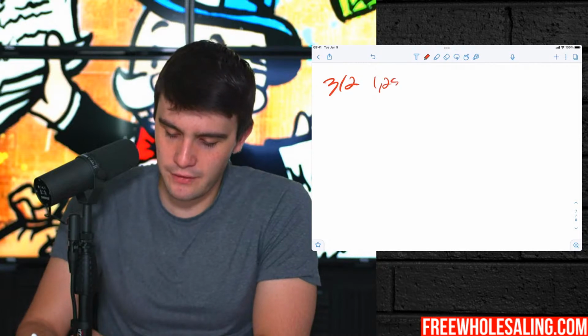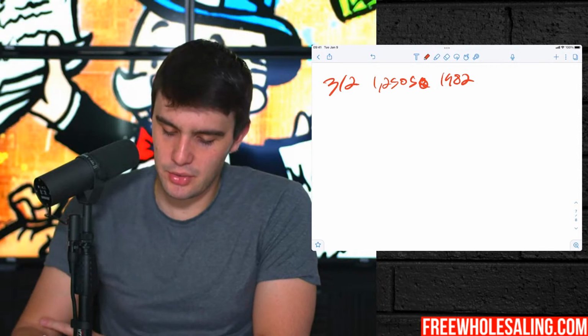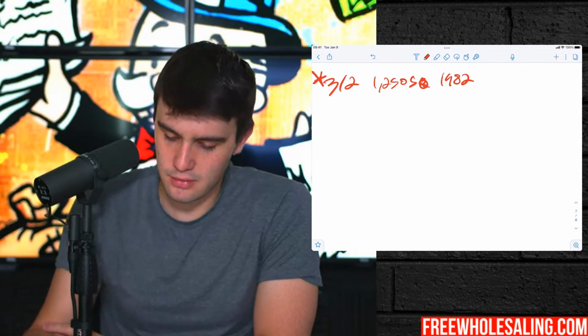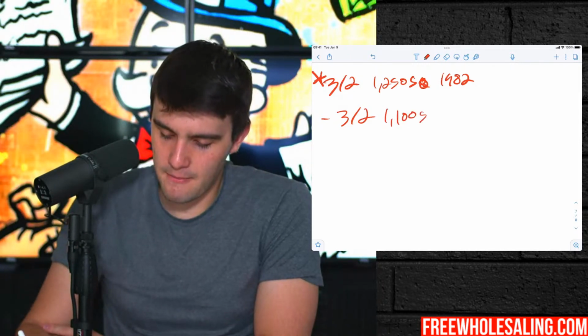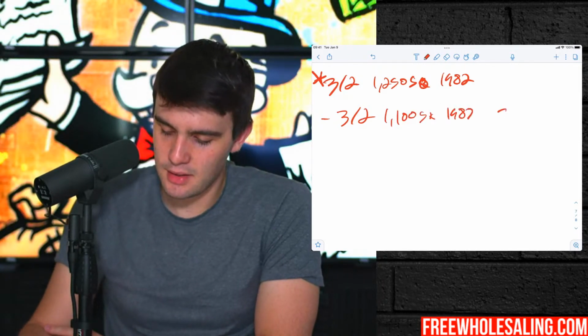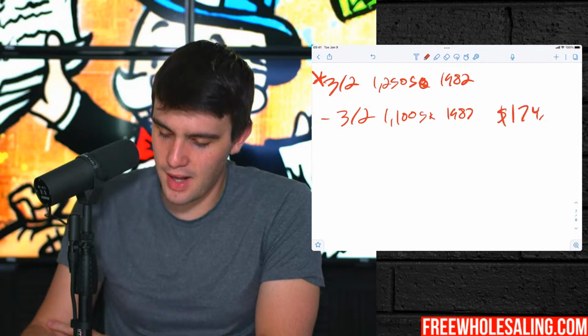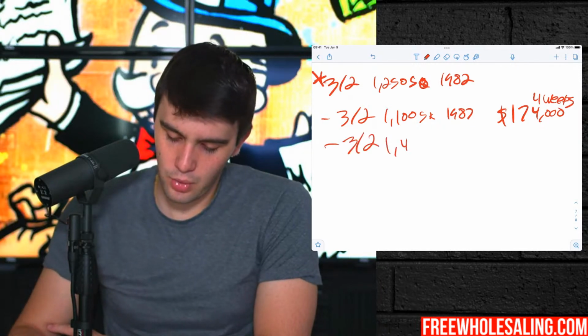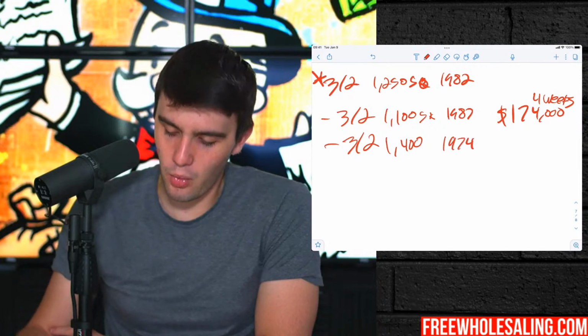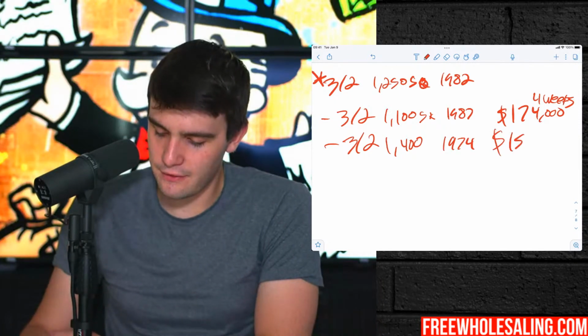Really, the point of ARV is we're going to just find comparables. So if our house is a 3/2, 1250 square feet, built in 1982, what I'm going to do is look for other ones. This is going to be our subject property. Maybe I found a 3/2, 1100 square feet, built in 1987, that sold for 174,000 4 weeks ago. Okay. I found a 3/2, 1,400 square feet, built in 1974, sold for like 150.